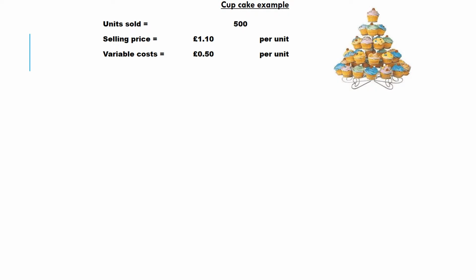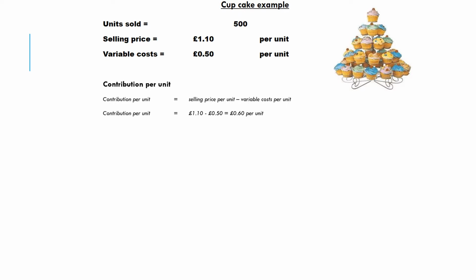So the first question would be, well, each time Esher College sell one cupcake, what is the contribution? What is the contribution per unit? Well, contribution per unit, the formula that we should have written down, is selling price minus variable cost per unit. In this instance, £1.10 is the selling price, subtract the variable cost, so each cupcake generates 60 pence. Each cupcake generates 60 pence towards the other costs of the business.